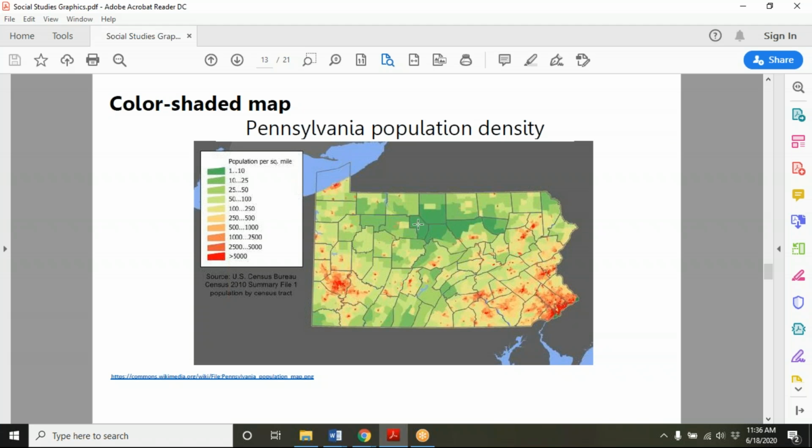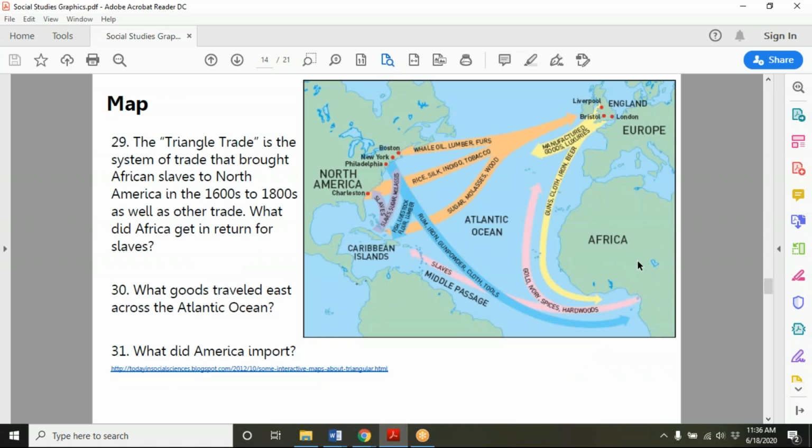Yeah, you could learn a lot. Depending on what you needed a map for, this would be a pretty useful map. Okay. So color shaded maps. Here's just a regular map. Okay, take a look at this.